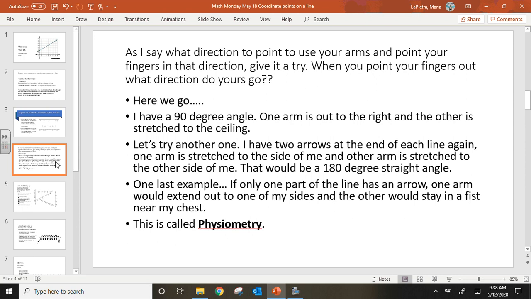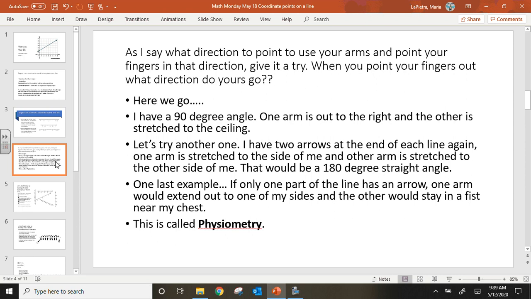And that shows me that that's the way the line segment is going to go. So let's try another one. I have 2 arrows at the end of each line. One arm stretched out to the left and one is stretched out to the right. So you should have your arms stretched out to your right and your left, and that would be a 180-degree straight angle. That's a straight angle.